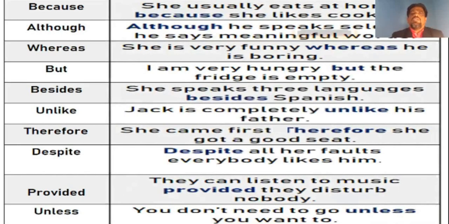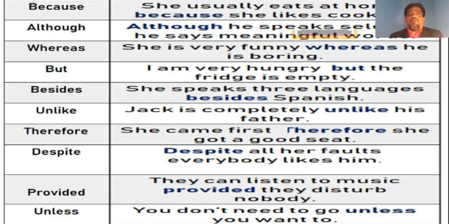How could we join sentences? How could we join phrases? How could we join words using conjunctions? Here comes this example: because. How could we make a sentence using because working as a conjunction? She usually eats at home because she likes cooking. We could have two sentences: she usually eats at home, and she likes cooking. We could bring them together as a single sentence by using the conjunction because. She usually eats at home because she likes cooking.